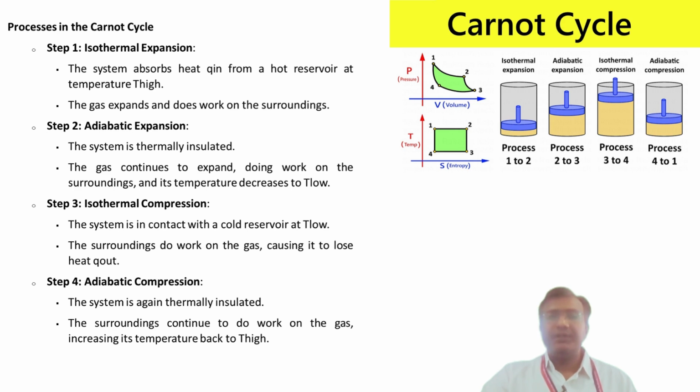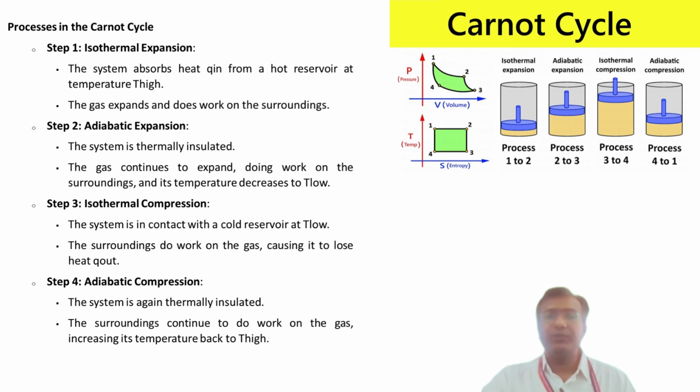Now we will see the processes in the Carnot cycle. The Carnot cycle consists of 4 key processes that together form a closed loop, allowing the system to return to its initial state. Each process plays a crucial role in the cycle's efficiency and operation. So let's go step by step. The first one is the isothermal expansion.